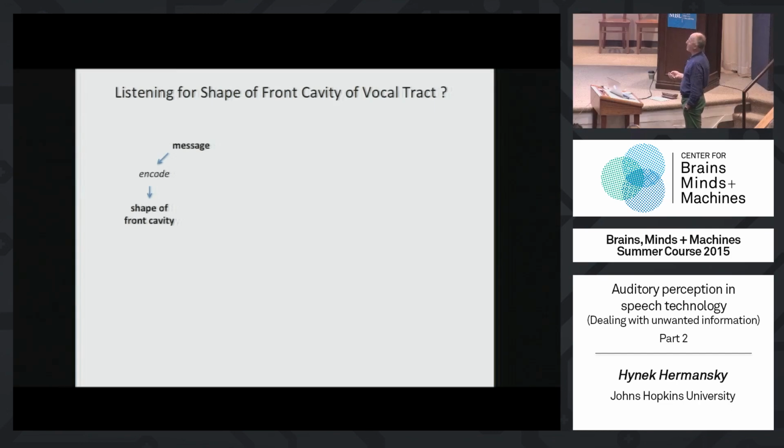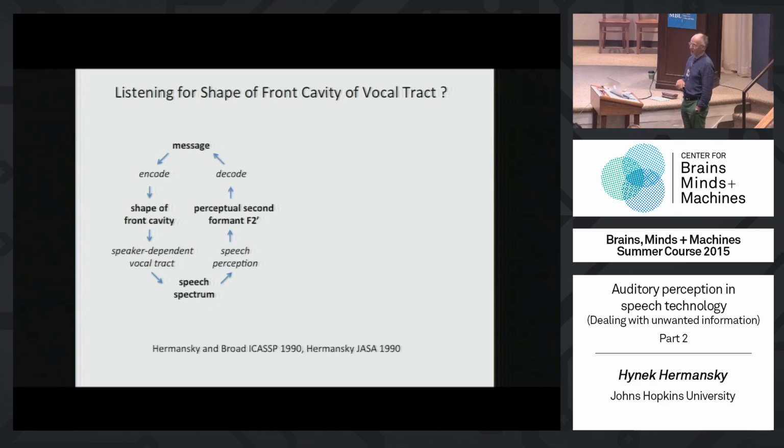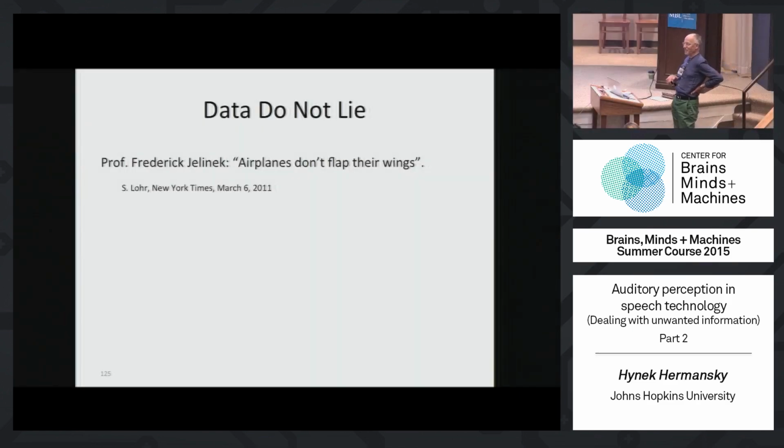The message is encoded in the shape of the front cavity. Through speaker-dependent vocal tract, you generate a speech spectrum with all the formants. But then there comes the speech perception point, which extracts what is called perceptual second formant. Don't worry about that. Basically, from the at most 2 peaks from the spectrum, and this is being used for decoding of the signal, speaker independently. However, I told you one thing, which is like, don't use the textbook data, and we did exactly that.